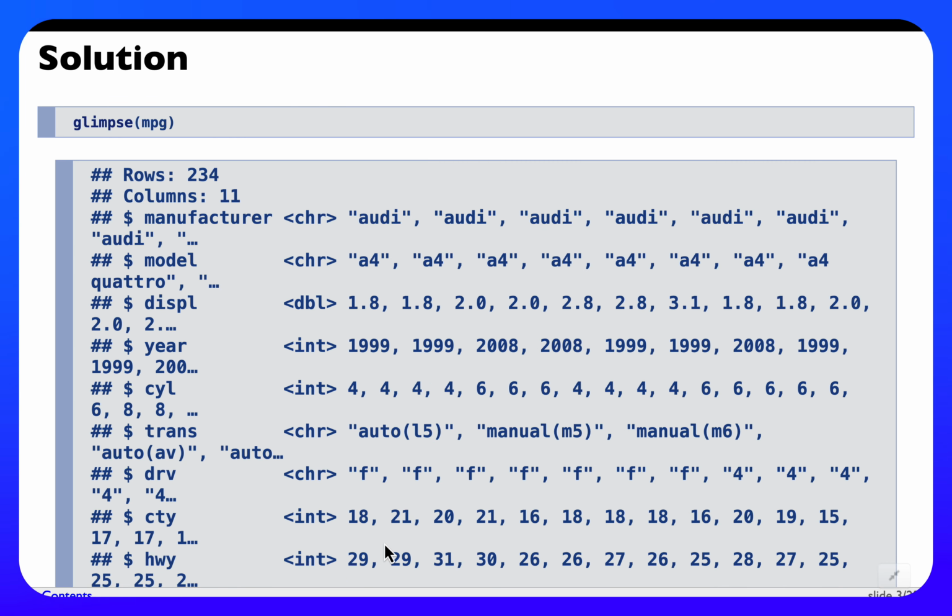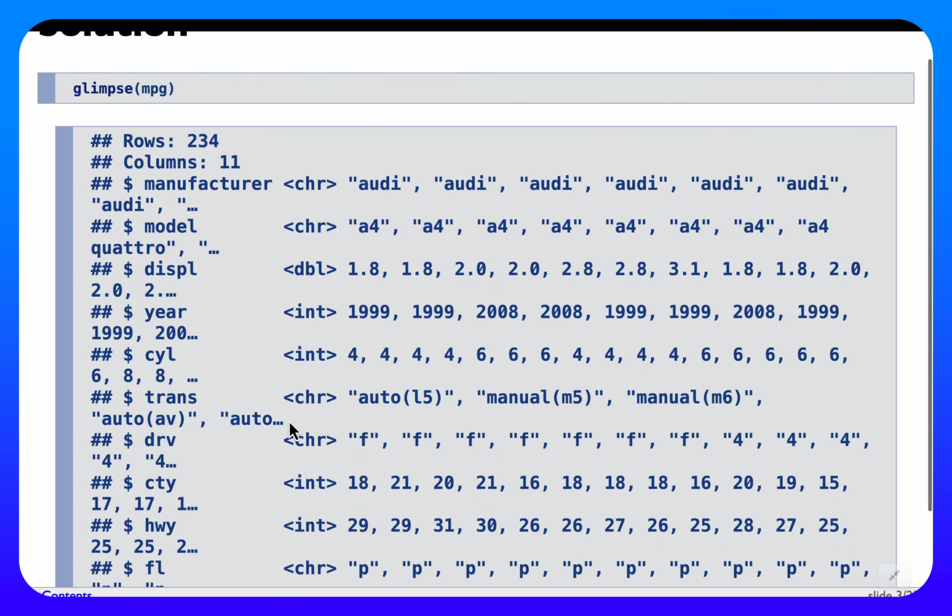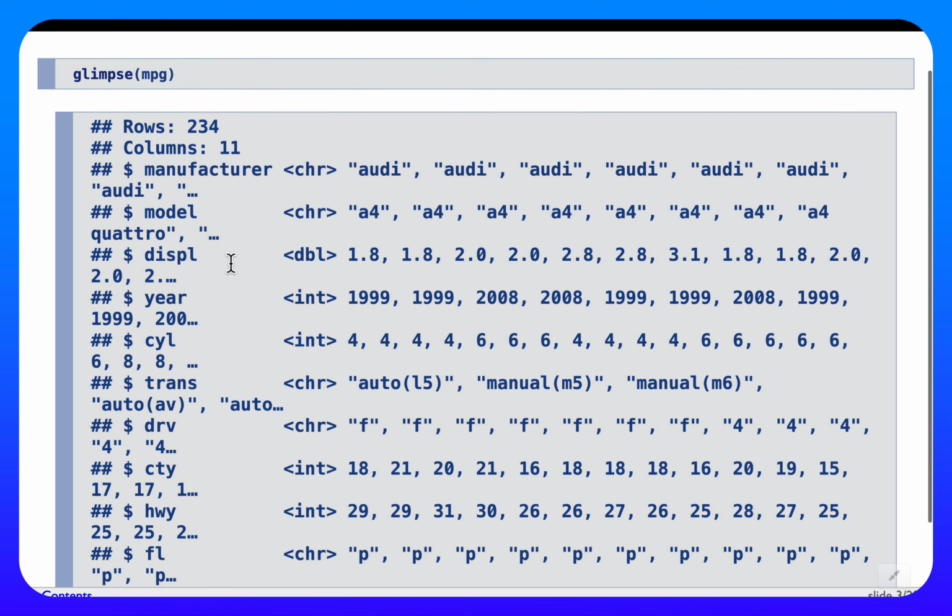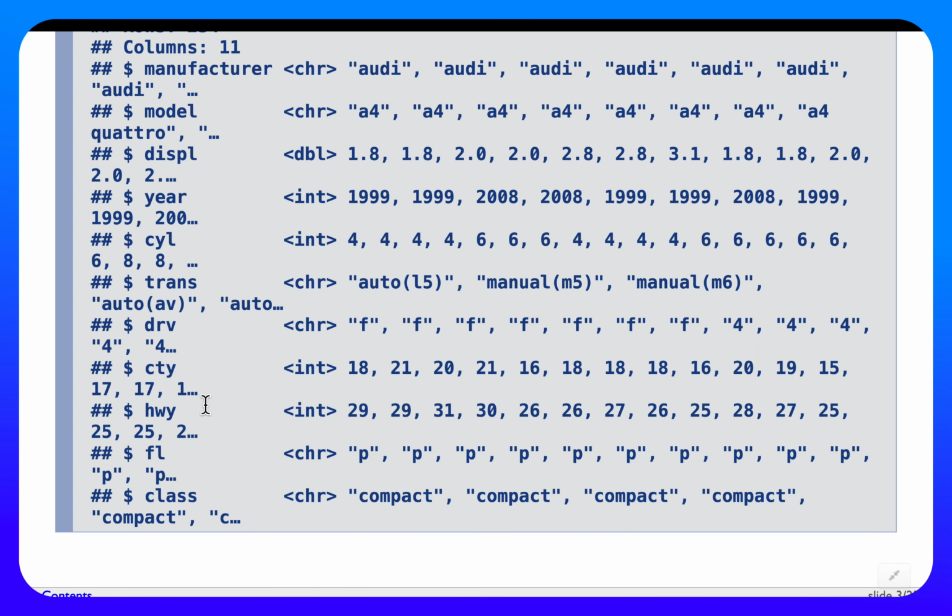There's the result of glimpsing, and you can see all the variables in the data frame. There are 234 vehicles, and highway gas mileage is what we're going to try to predict using a linear model.